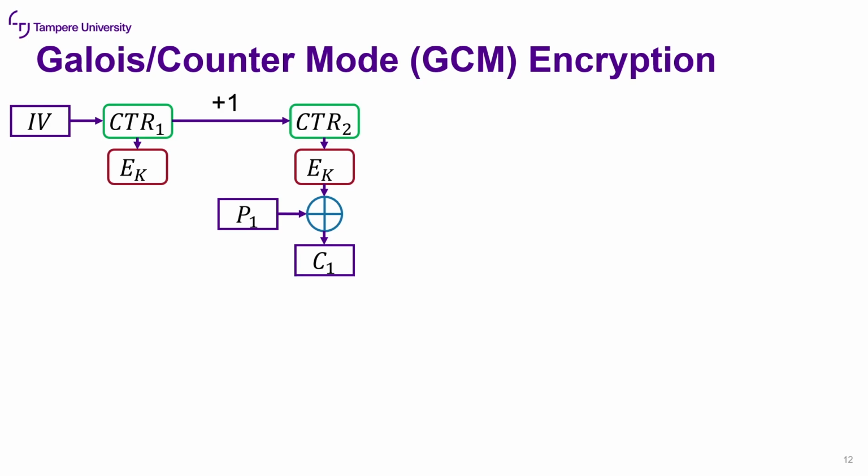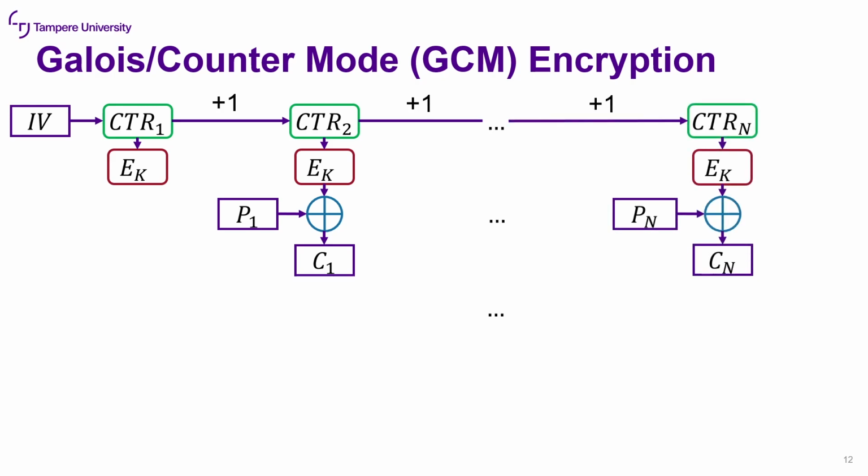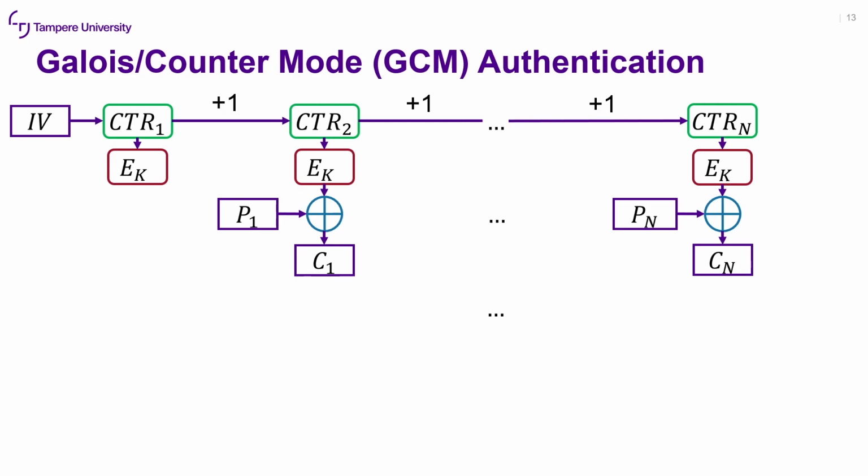So only after the first iteration, we start encrypting the plaintext blocks. This process continues until we encrypt all of the plaintext blocks into their respective ciphertext blocks. With this, we enter into authentication. So to understand authentication, we have to understand Galois fields.